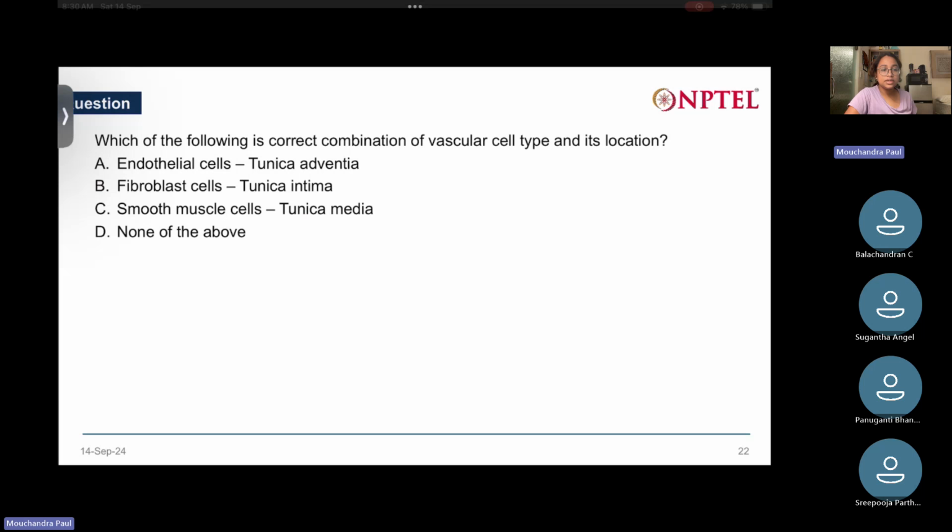A. Endothelial cells present in tunica adventitia. Is it? You have to answer. B. Then fibroblast cells, is it in tunica intima? C. Then smooth muscle cells, is it present in tunica media? And D. None of the above. None of the above are a correct combination, a correct matching.